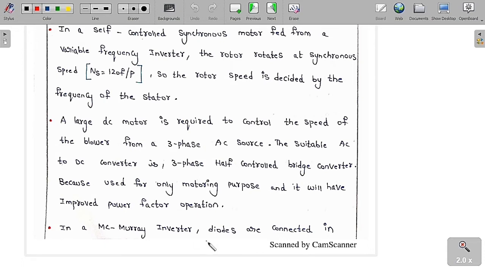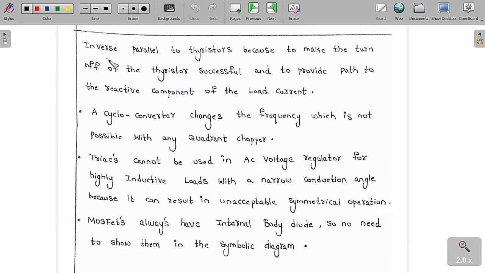In a McMurray inverter, diodes are connected in inverse parallel to thyristors to make the turn off of the thyristor successful and to provide a path to the reactive component of the load current.